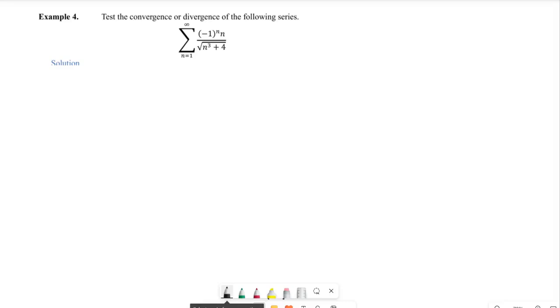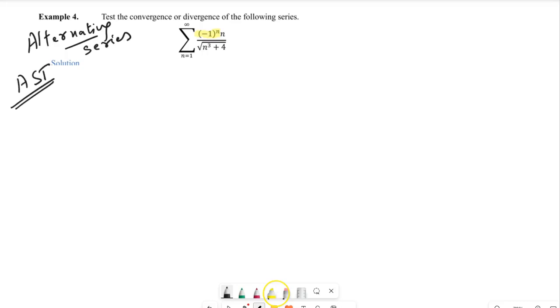Here is the question. Test the convergence or divergence of the following series. This one here, just by looking at negative 1 to the power n, gives me a clue that this is an alternating series. If we have an alternating series, we should be able to use AST, the alternating series test. For applying the alternating series test, we have two conditions.